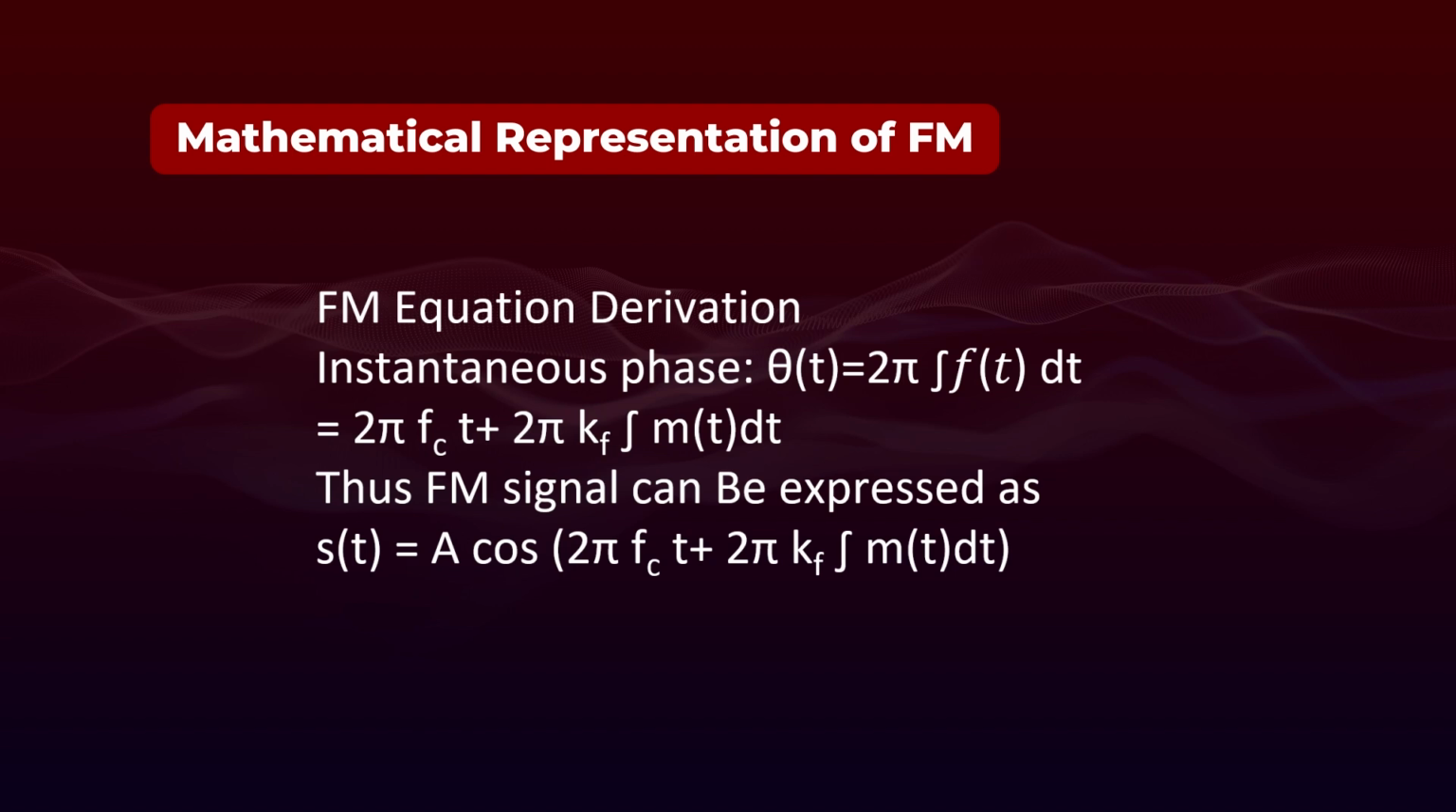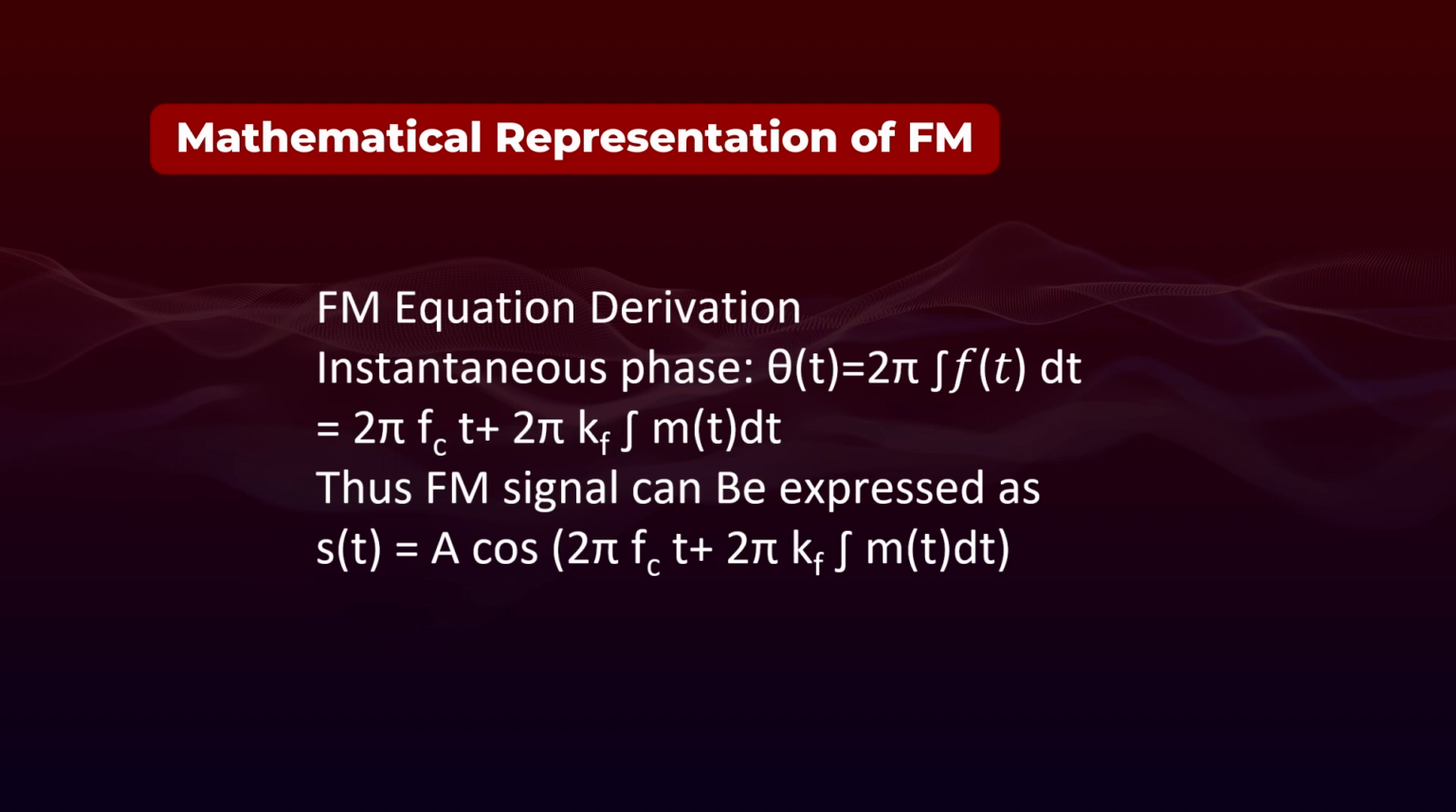Substituting the values of this instantaneous frequency in this integral and solving it, we will get it as 2 pi fct plus 2 pi kf integral m of t dt. Thus, the final FM equation will be expressed as s of t is equal to A cos of 2 pi fct plus 2 pi kf integral m of t dt. Here, s of t is the FM signal, A is the amplitude of the carrier wave, fc is the carrier frequency, kf is frequency sensitivity, and m of t is the modulating signal.